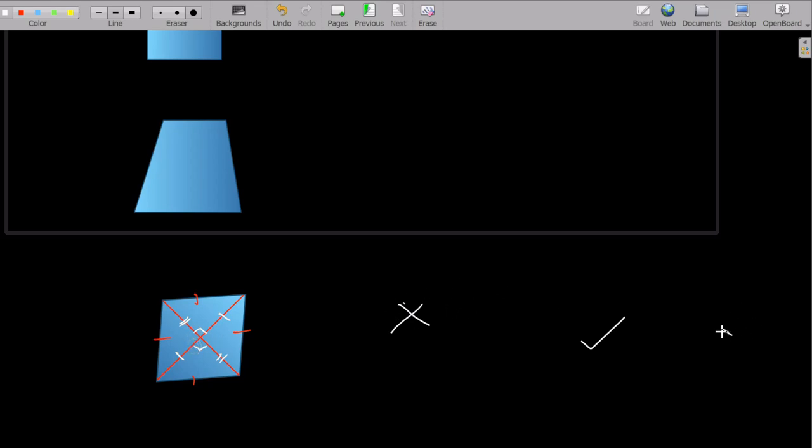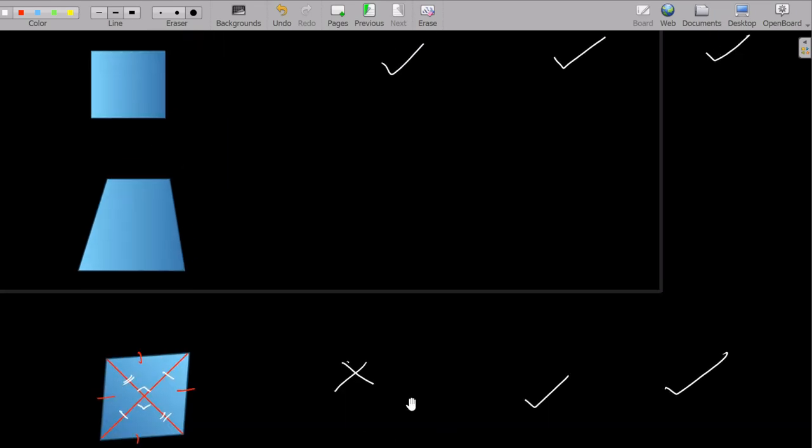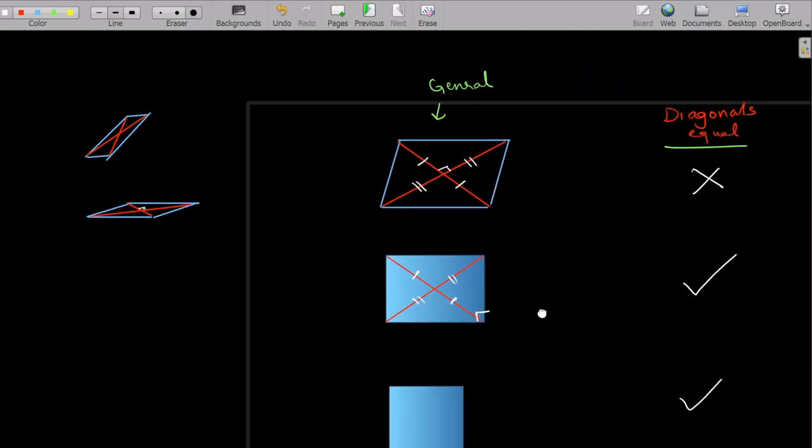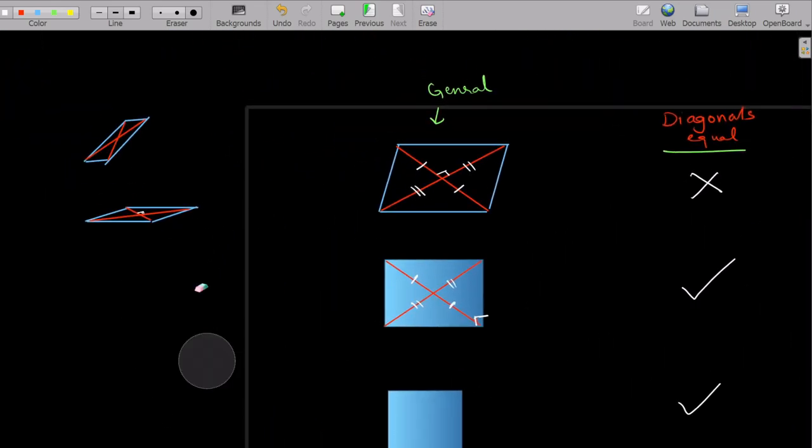Okay, so here we put a tick. And then finally we have the trapezoid. Well, a trapezoid is not a parallelogram, it's a different figure, and here we don't have to do the properties of diagonals. Okay, now one by one, Tanvir, we will do the formulas of areas for each one of them.